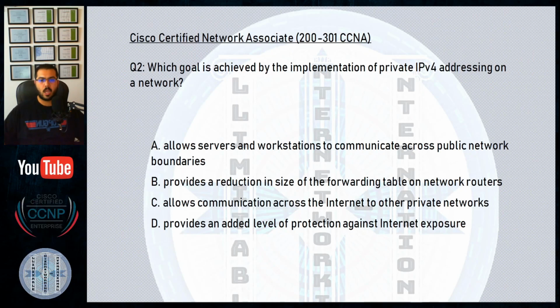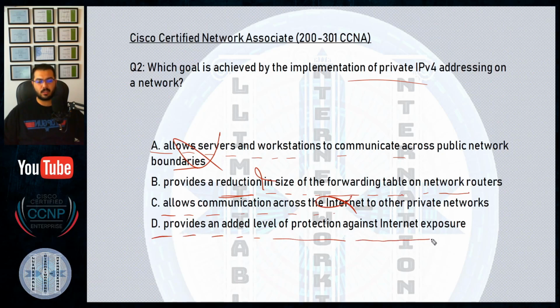Question number 2. Which goal is achieved by the implementation of a private IP address? Okay, this allows servers and workstations to communicate across public networks. No public networks, no WAN, no internet using private IP addresses. No, no, no. Provides a reduction in size of the forwarding table on network routers. No, this is summarization. Summarization is part of the IPv4 design, but not the private IPv4, not in this way. Allows communication across the internet? No internet.